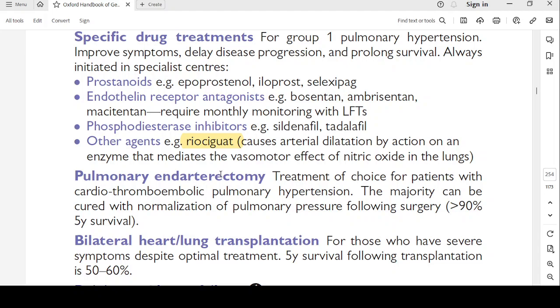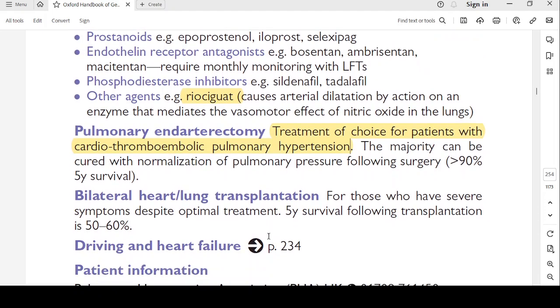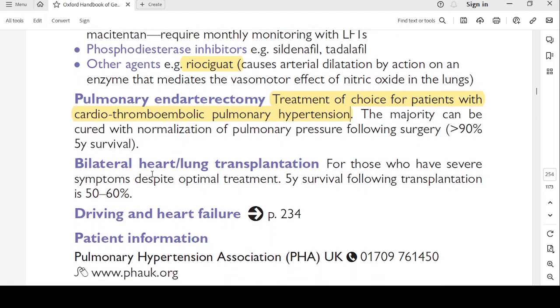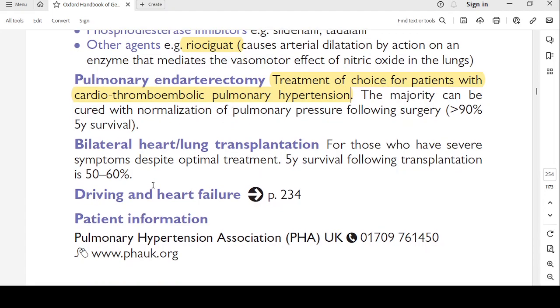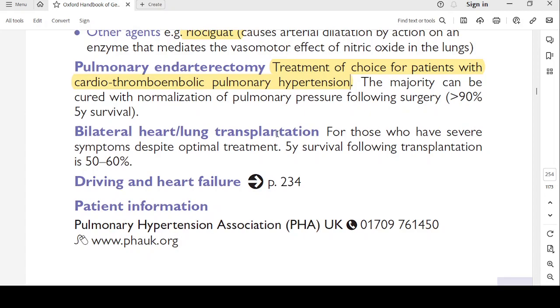Pulmonary endarterectomy is the treatment of choice for patients with chronic thromboembolic pulmonary hypertension. See, this is group 4. So in this case, you can do pulmonary endarterectomy. The majority can be cured with normalization of pulmonary pressures following surgery, with more than 90% 5-year survival. So it's a very good treatment. Bilateral heart-lung transplantation is for those who have severe symptoms despite optimal treatment. 5-year survival following transplantation is 50 to 60%.